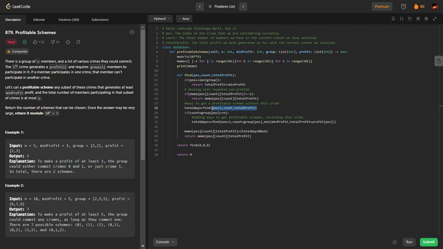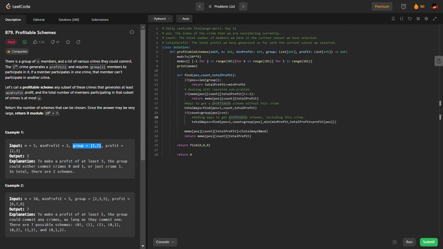The other way is we include that crime. We select that crime and do it. First we check whether the count we already have plus the number of members required for the current crime is less than or equal to n, because we have only n persons to do the crime. Only if it is less than or equal to n is this crime doable. As simple as that. I already told you n is related to groups. Groups tells you how many members are required to do the crime.